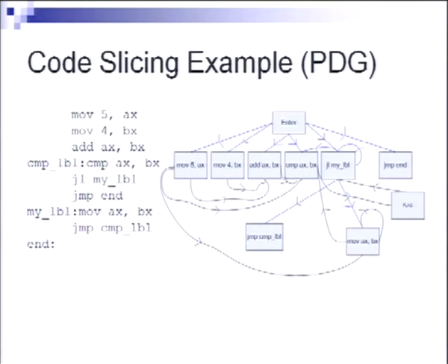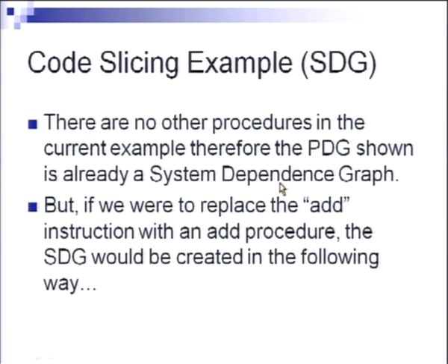So this is the PDG, which is just a combination of the flow dependence and control dependence graphs. The blue is from the control dependence. The black is from the flow dependence. Nothing much else to say there. So there are no other procedures in the example I gave, so it's already a system dependence graph because there are no other functions, that's all there is.